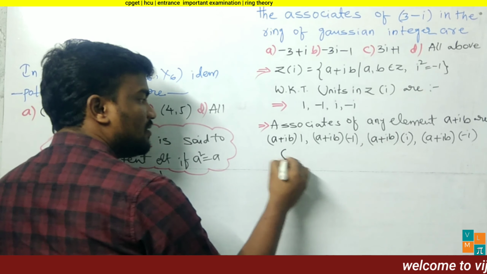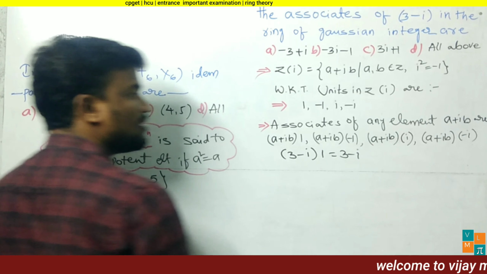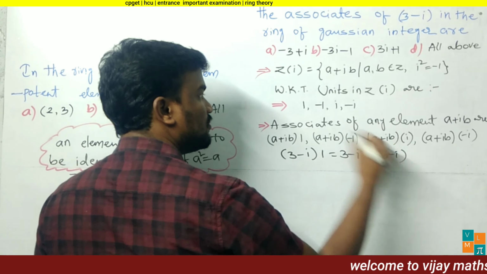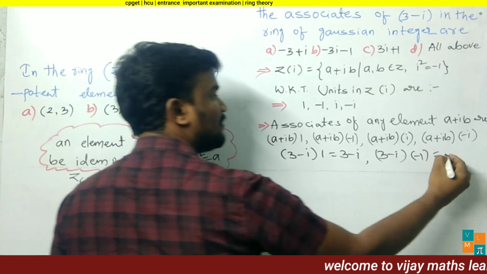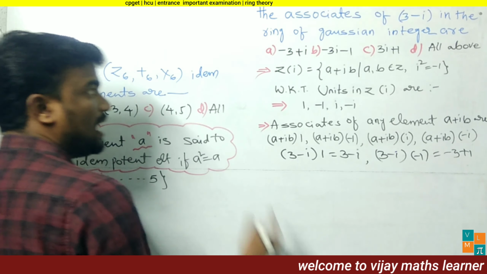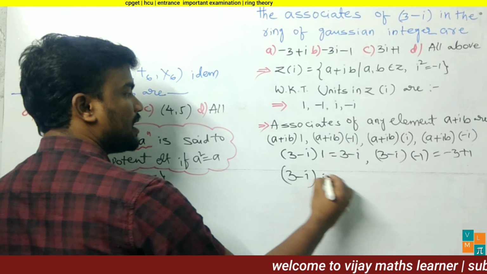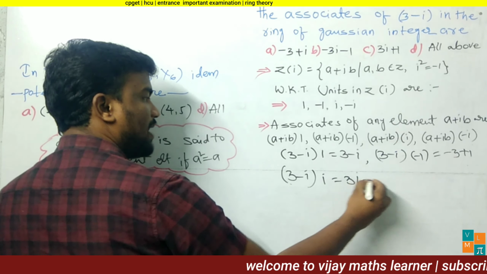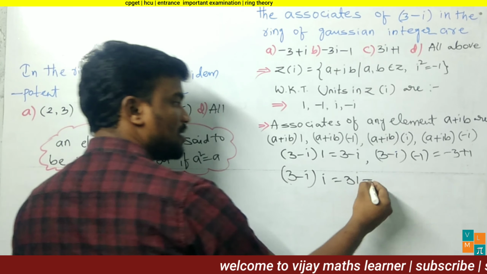Now see here, first one, 3 minus i into 1, what do we get? 3 minus i. Next, 3 minus i into minus 1, so 3 into minus 1 is minus 3, and minus i into minus 1 gives plus i. Next one is 3 minus i into i, which equals 3i minus i into i square. Here i square value is minus 1, minus into minus is plus 1.